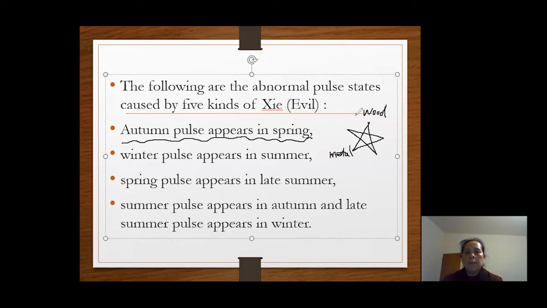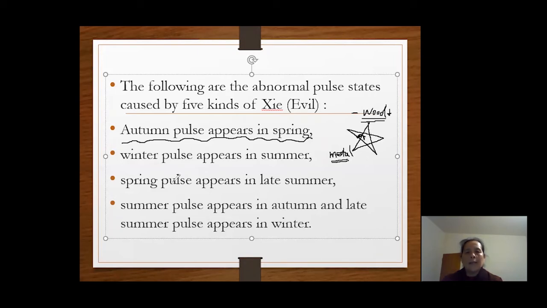So in the spring season, we should feel the spring pulse, the wiry pulse. But in the spring season, we feel the hairline pulse. That's one condition. We know metal controls wood. So if the autumn pulse shows up in the wood season, in the spring season, it means the metal is overcontrolling the wood, or maybe the wood is severely affected. So that's one condition here.